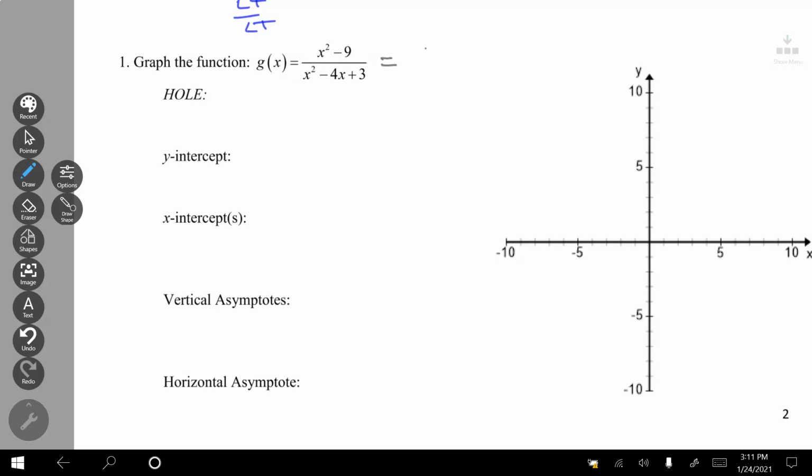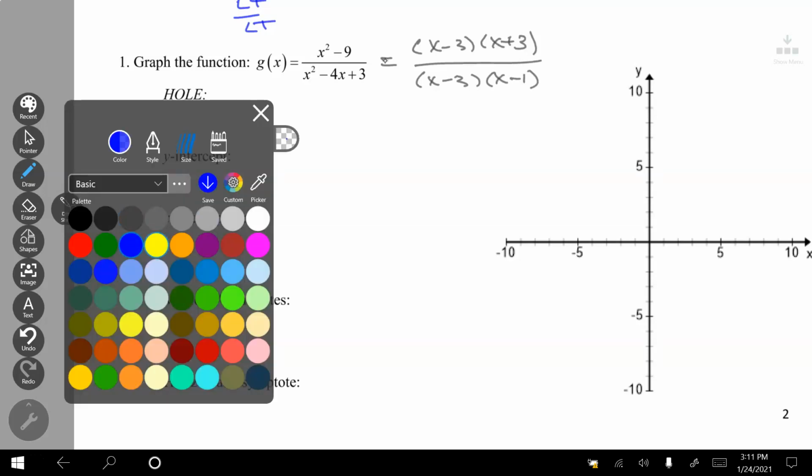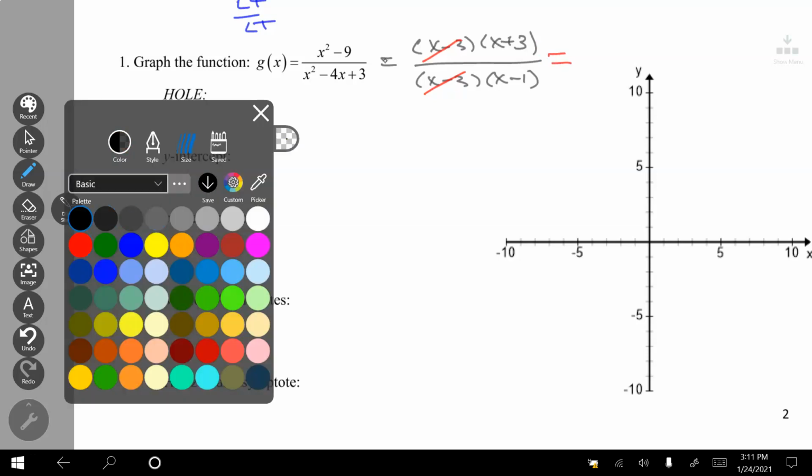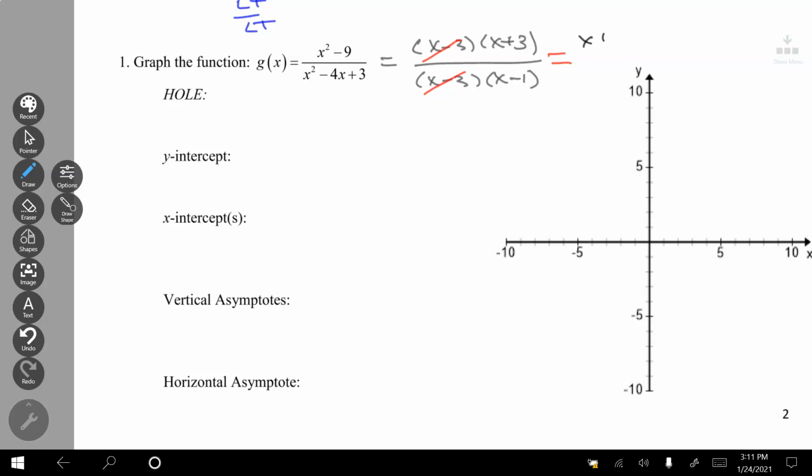Well, I should always factor my rational functions first. x minus 3, x plus 3, x minus 3, x minus 1. Things cancel out, which is good that they cancel out. And what's really left over, what I'm really working with, is x plus 3 over x minus 1. That's what I'm really going to work with. Okay, those other things cancel out.